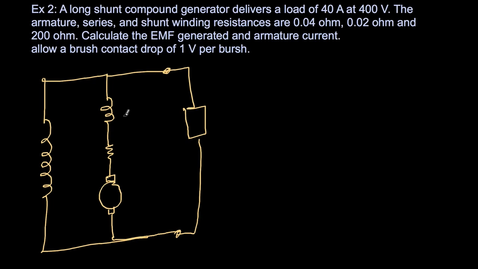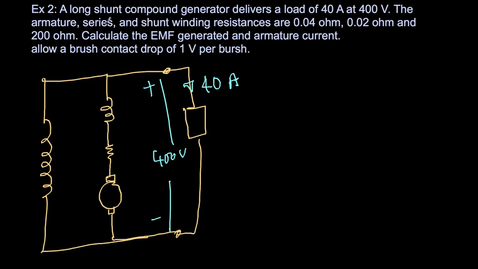Let's write down the values. A long shunt compound generator delivers a load of 40 amperes. So this is the load current, 40 amperes, and the voltage is 400 volts.